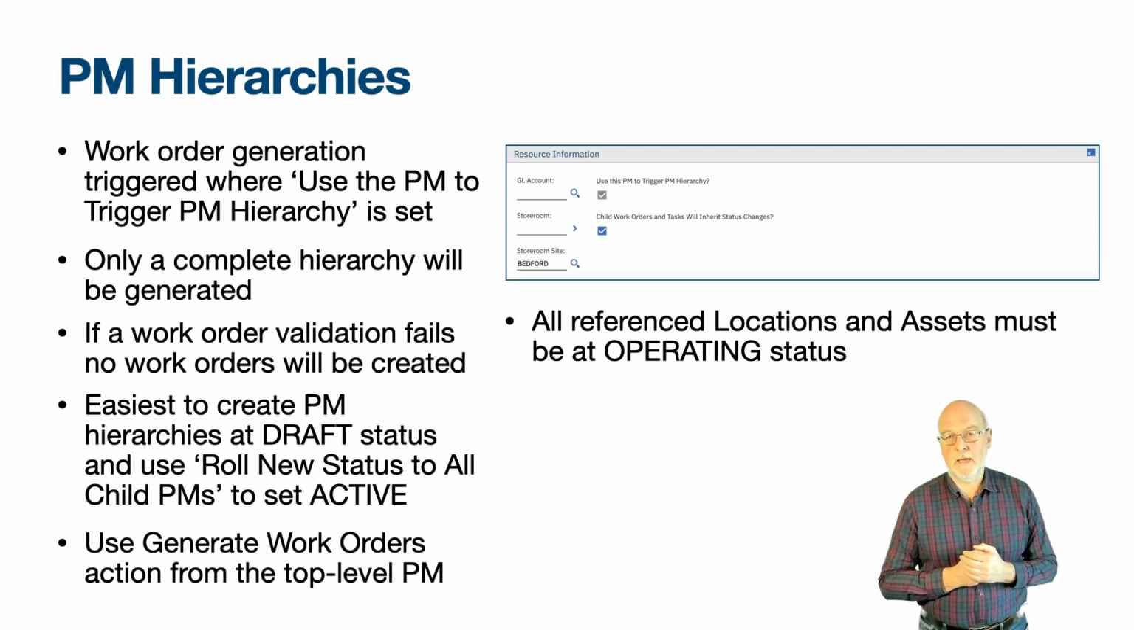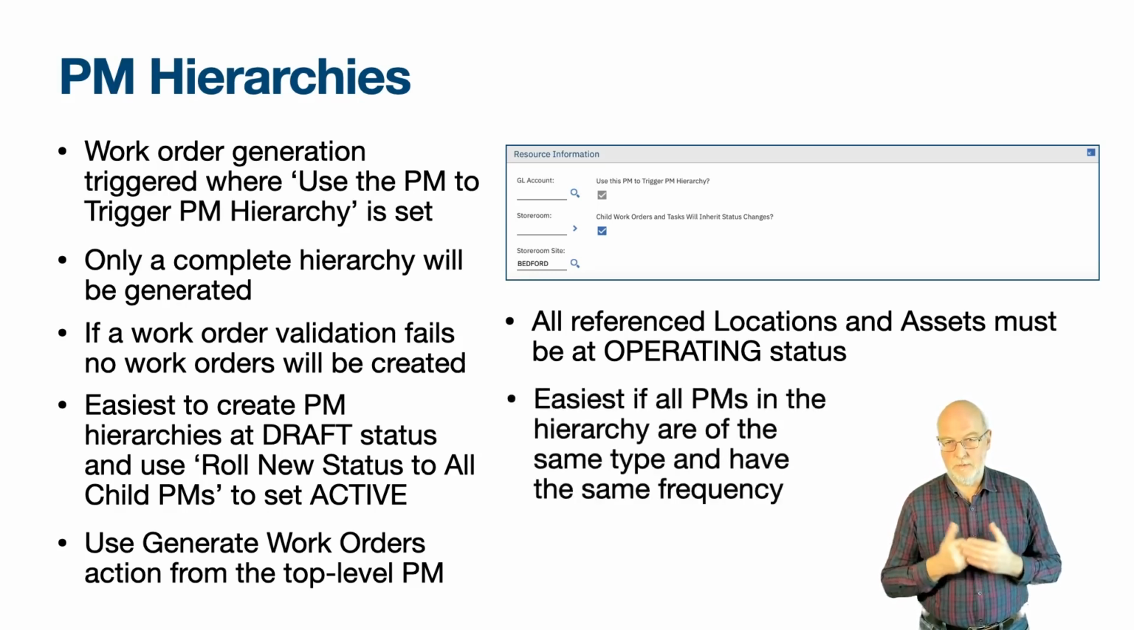Each PM may have a different frequency. It might be fixed or floating, it may be time or meter based, or a combination. However, it is very much easier to understand what is going on if all the PMs in a hierarchy have the same frequency and are working on the same basis, with the same earliest next due date. You might consider setting a frequency only on the top level PM and allowing this PM to drive when the work orders are generated.